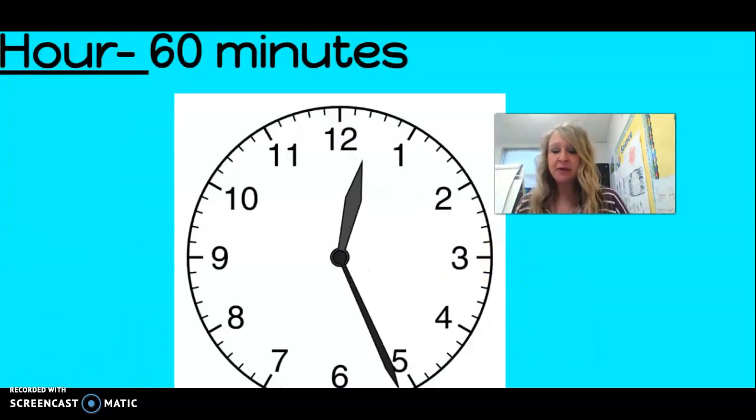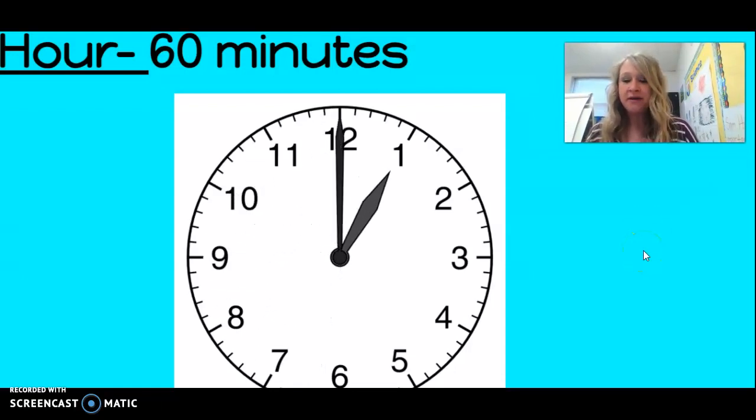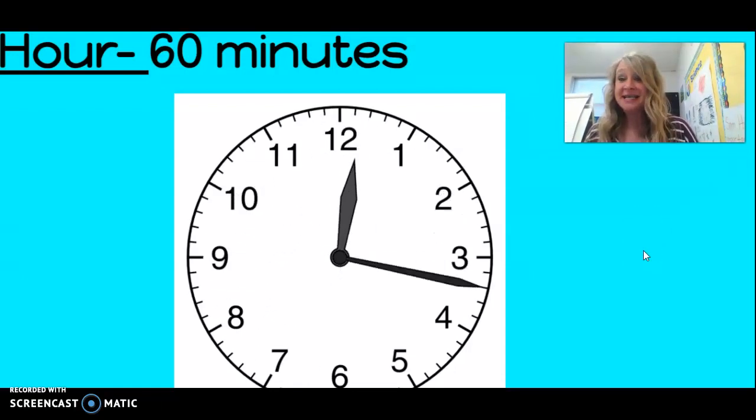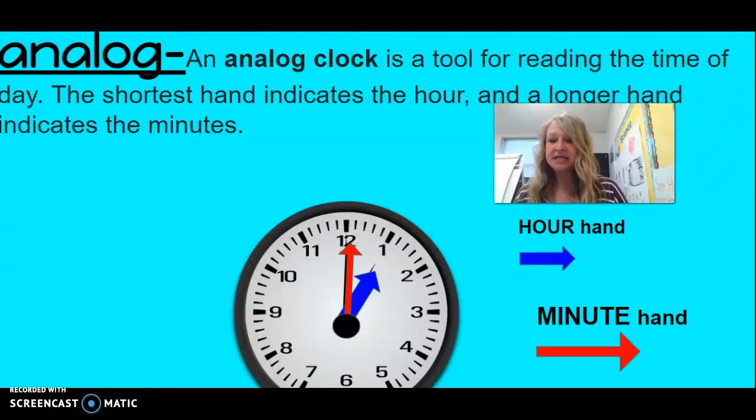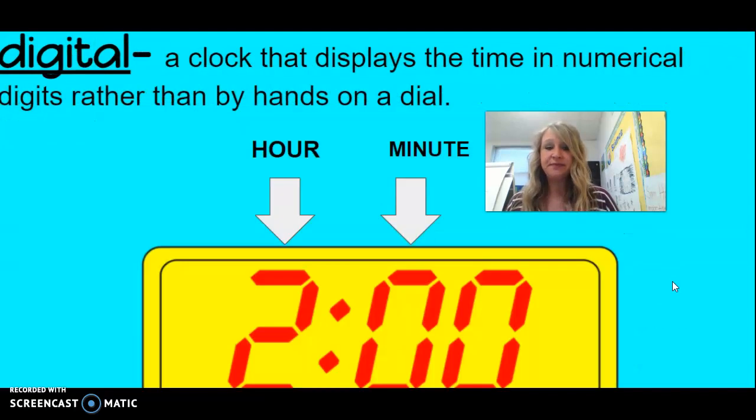Let's review our vocabulary words. This word is hour. Say hour. An hour is 60 minutes long. Analog. Say analog. An analog clock is a tool for reading the time of day. It has a short hand and a long hand for reading the hours and the minutes.